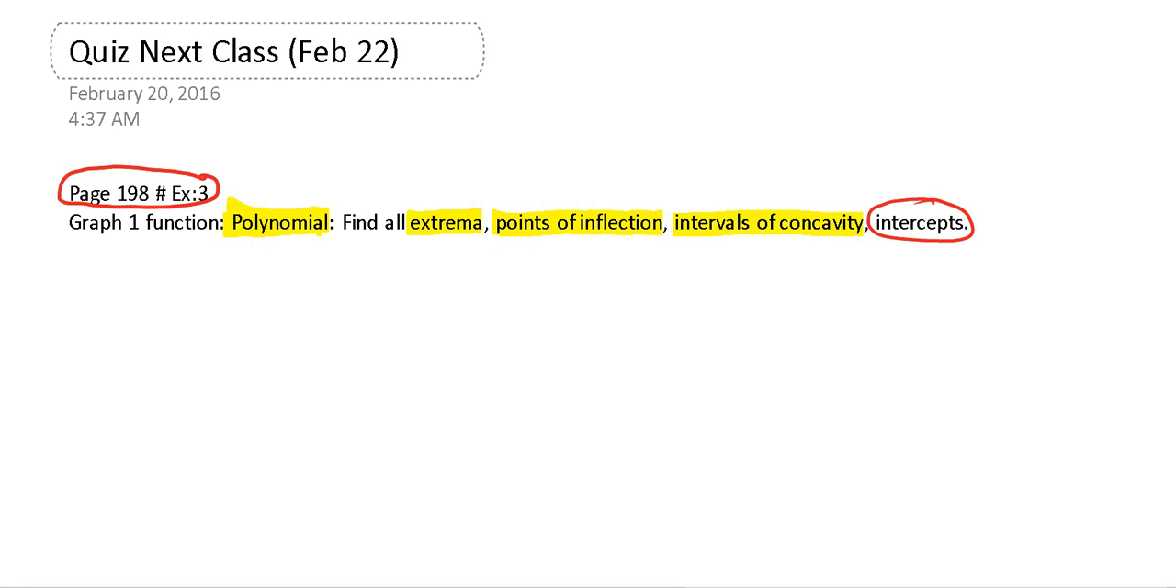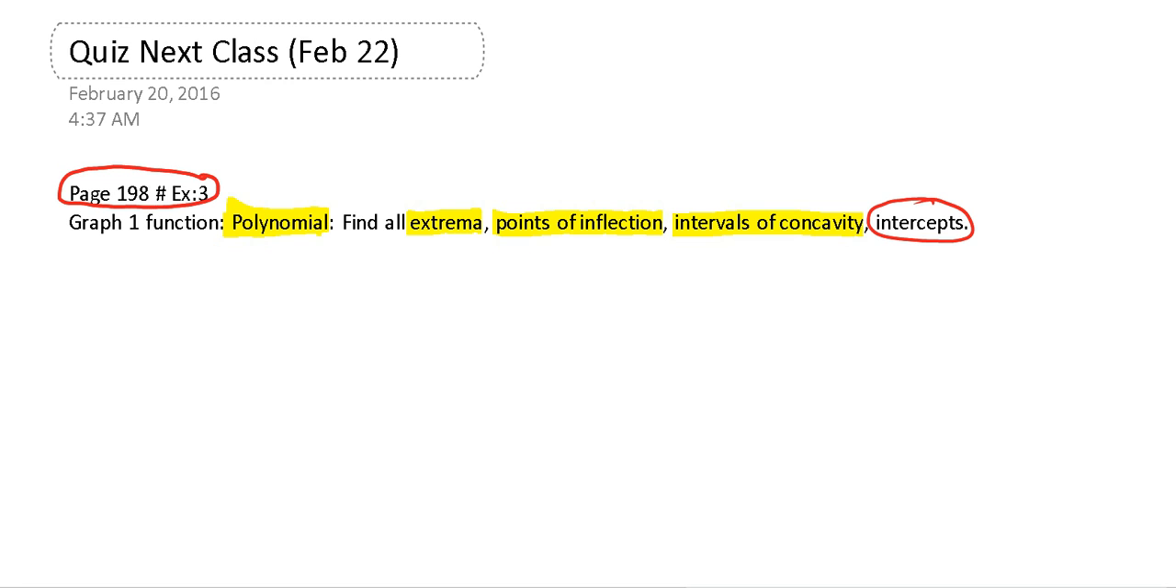Now, for your quiz, when you come into class, I'm going to give you 20 minutes, so you need to get to work pretty quickly. And I will also allow you to bring a scientific calculator, okay? If you're not very good at crunching numbers in your head, then I will allow you to bring a scientific calculator for this quiz. So if you have one, go ahead and bring one.